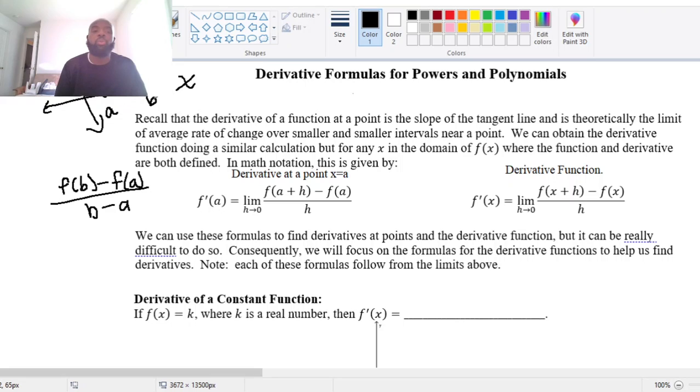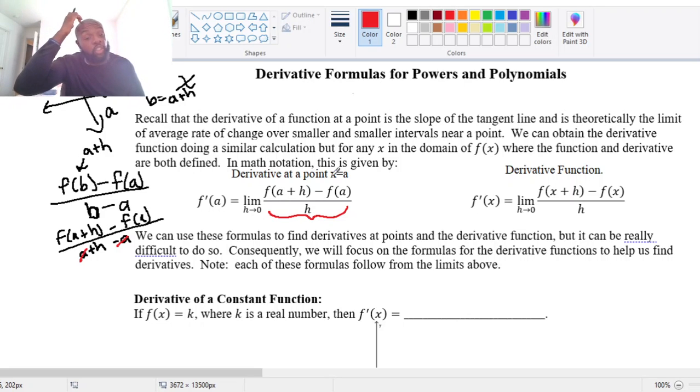And so instead of using two separate letters for a and b, if b is h units from a, then b is the same thing as a plus h. Instead of writing b right here, I can replace that with a plus h. And so that'll be f of a plus h minus f of a. And since I had a b in my denominator, I can replace it there as well with a plus h. So that is a plus h minus a. And as you can see, the a and the minus a cancel. And we basically get this notation here, which we call our difference quotient.